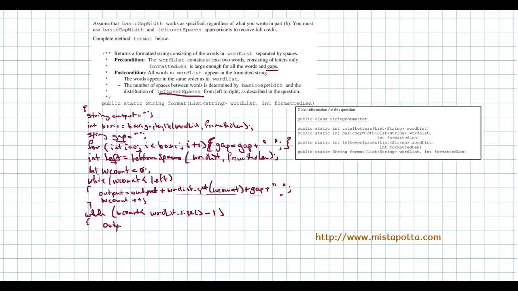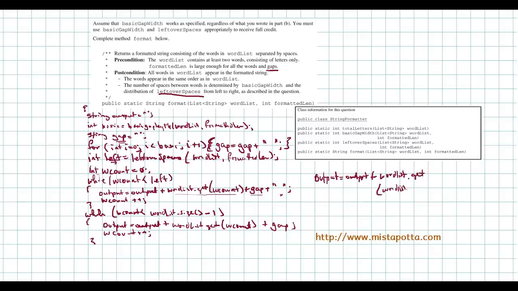So I'm going to say output gets output plus wordList.get, whatever wordCount is, plus gap, and then wordCount plus plus. And then once I've done that, the last thing I need to do is take care of that fence post case, is to say that output is going to get output plus wordList.get, and I'm going to get wordList.size minus one. I want to make sure I get the last word in that word list and then return output.